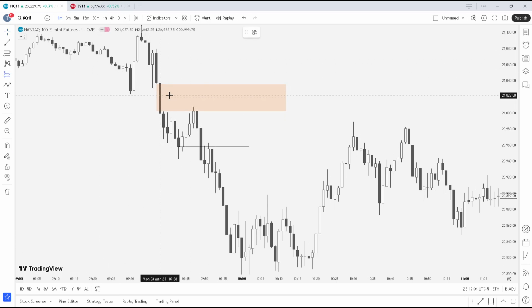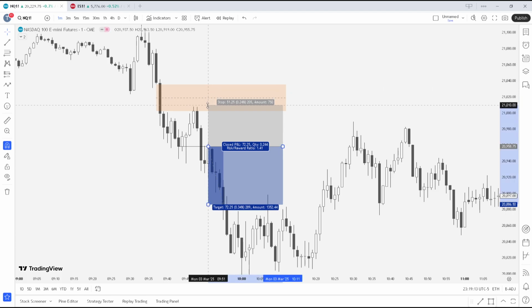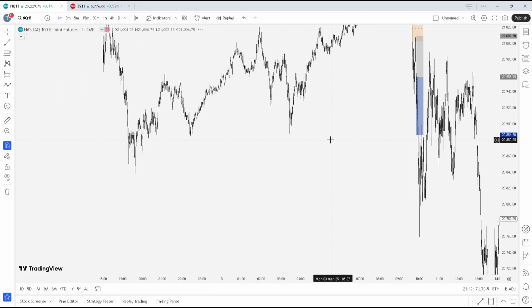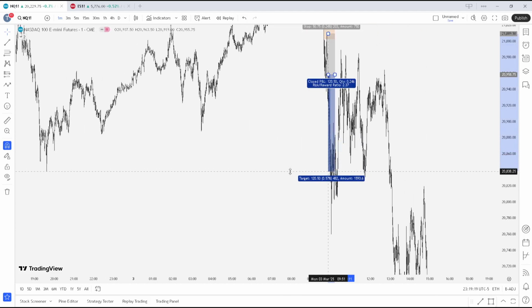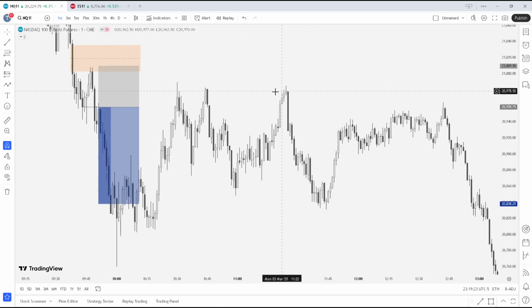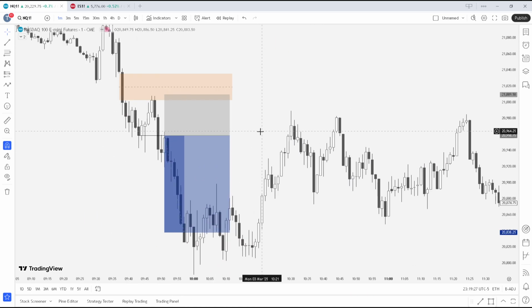So your entry would be once we close below, this becomes your breaker. So entry off of the breaker, stop, you could put it above the swing high right here, and then just target something to the left, like this liquidity pool right here. That would make sense. Okay, and then you can see it worked out.